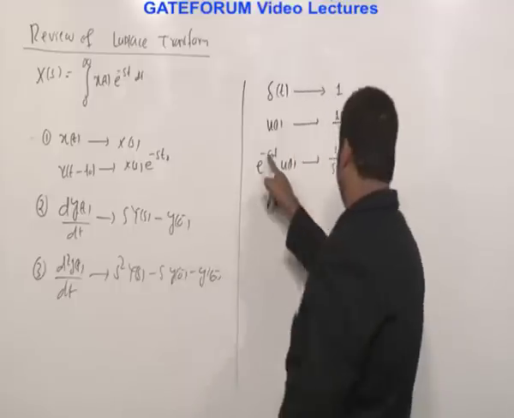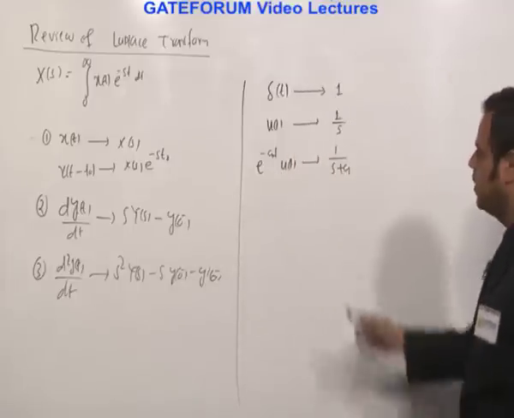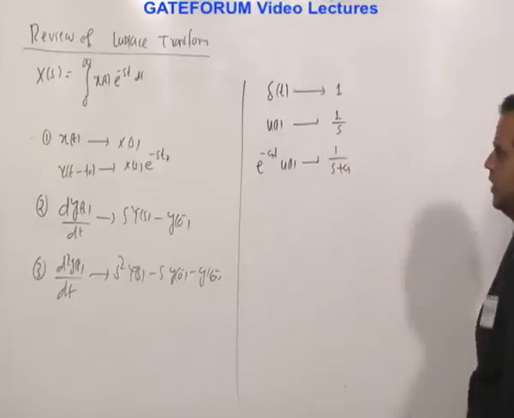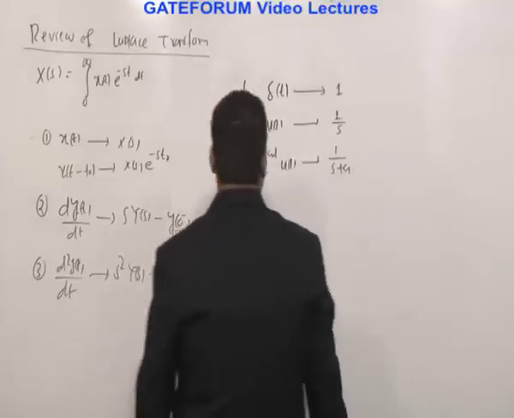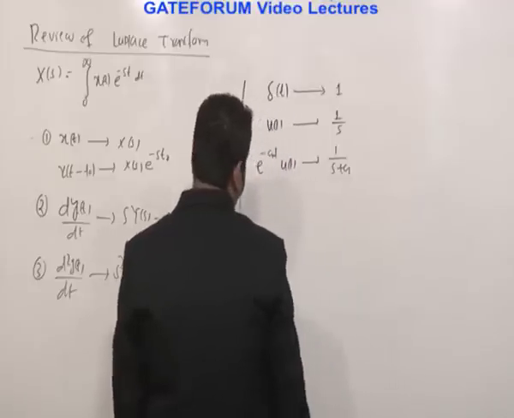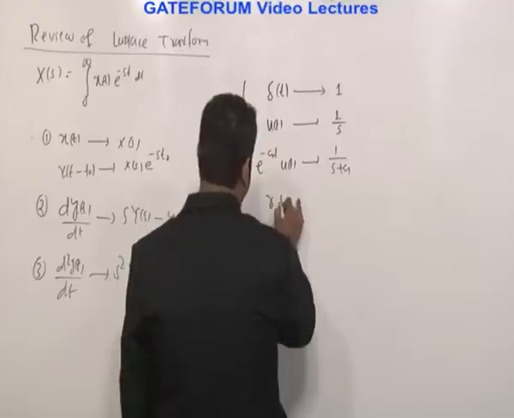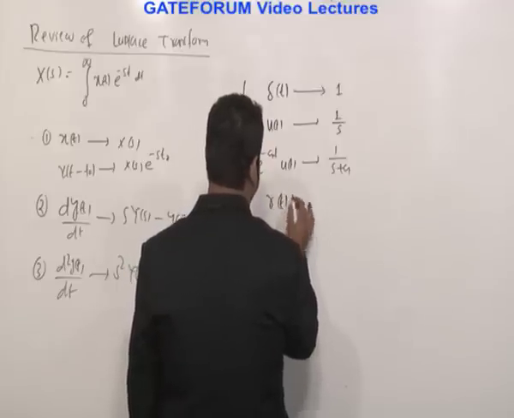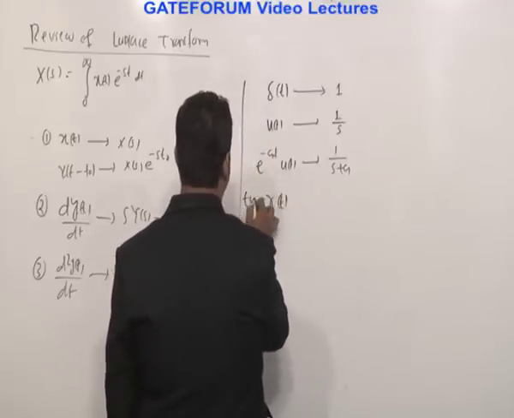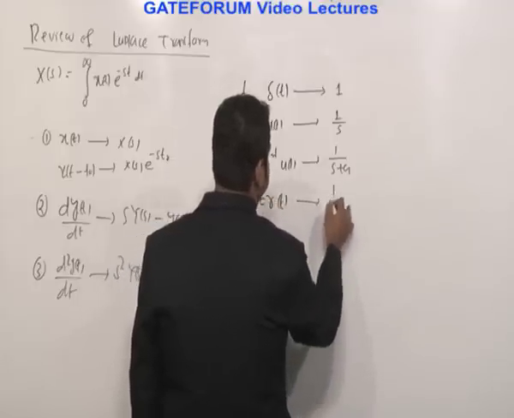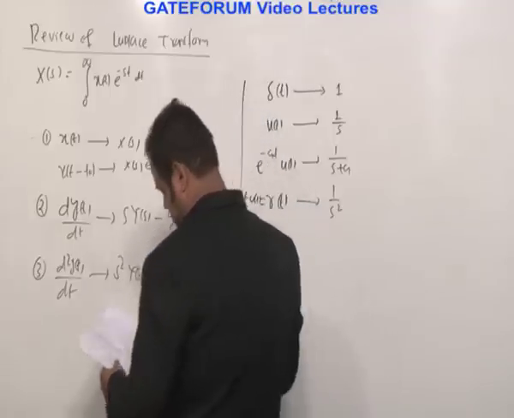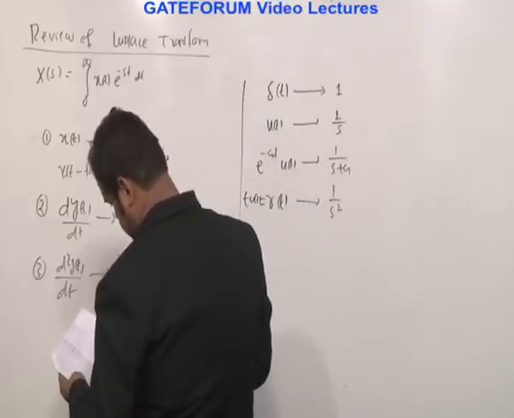where I am assuming, of course, a is positive. Like e power minus 2t will have 1 by s plus 2, that kind of thing. What else is needed? Sometimes the ramp signal is needed, r of t, which is known as t into u of t, right? This is given by 1 by s square. What else is left?